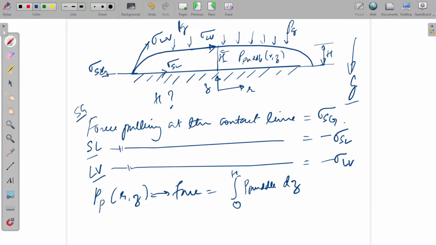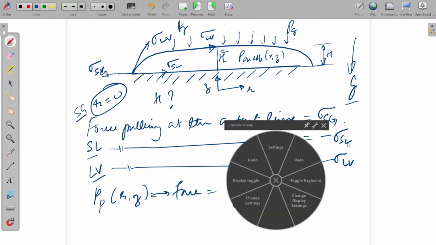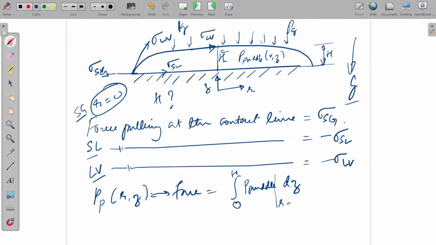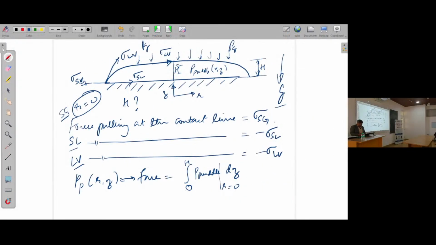And what I mentioned earlier is, we are looking only at the center of the droplet, in the region where r equal to 0. This is the point where you have the maximum height, and we want to determine what that maximum height is. So technically we are looking at P puddle at r equal to 0, and we would have to find out what is P puddle in the first place.